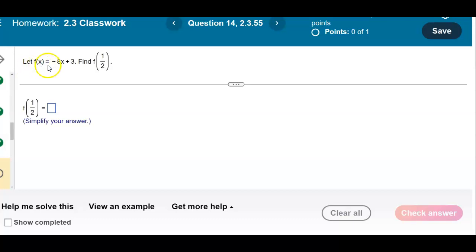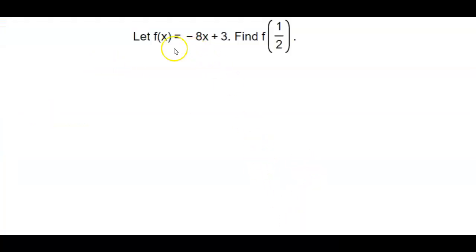Let f of x equal negative 8x plus 3. We want to find f of 1/2. Okay, now, so let's take a look here. So we want to find f of 1/2. Now remember that 1/2 represents the input, and the input represents the variable x.